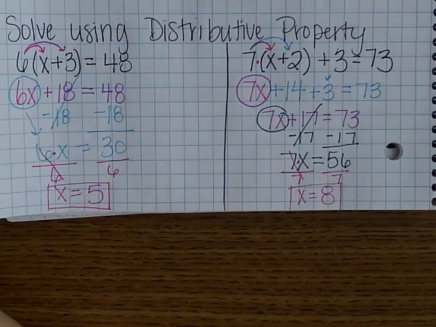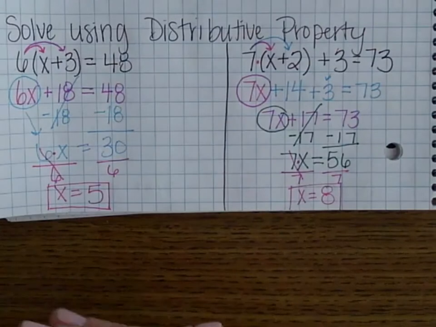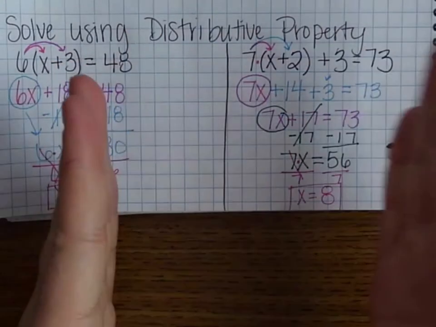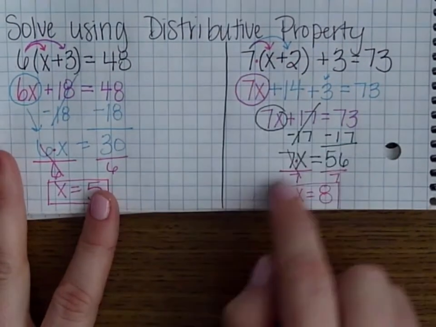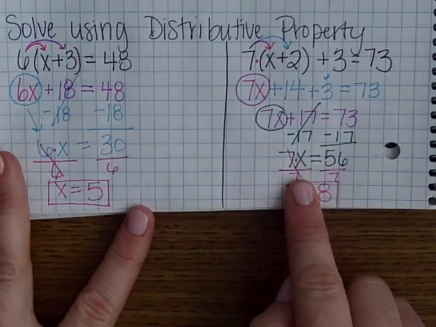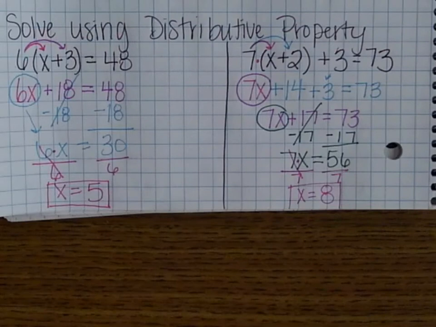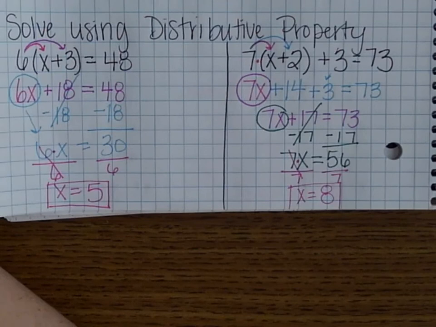So that's distributive property. And notice it's using everything that we've learned. It keeps just building on top of each other. Combining like terms, distributing, subtracting, and then dividing. All of those things just keep building on itself, and it will continue to do that throughout the rest of your math classes.